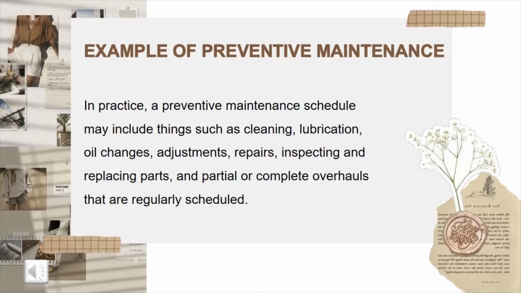So what is an example of preventive maintenance? In practice, a preventive maintenance schedule may include things such as cleaning, lubricant, change oil, adjustment, repair, inspecting and replacing part, and partial or complete overhauls that are regularly scheduled.